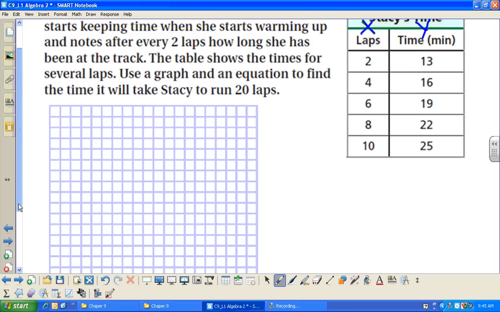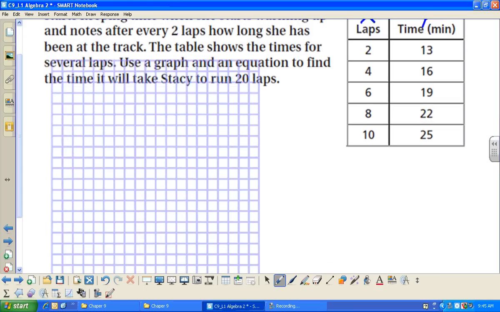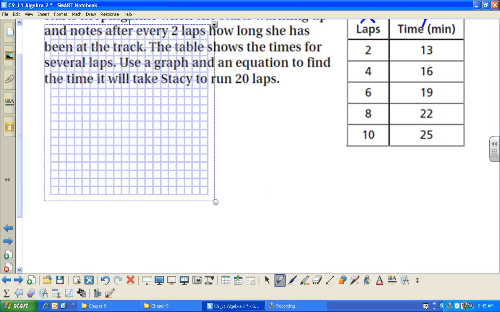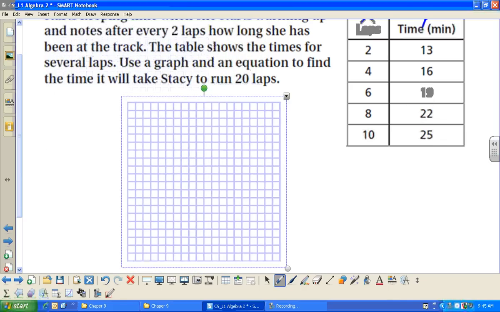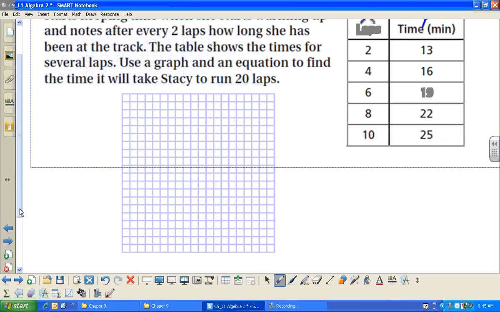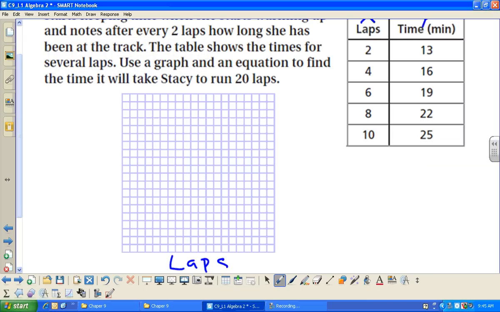So when I'm graphing these points, make this a little smaller. I'm going to label my graph also, so I have laps on the bottom and time on the side. My first point is 2 laps in 13 minutes. So I'm going to go over 2 and up 13. 1, 2.